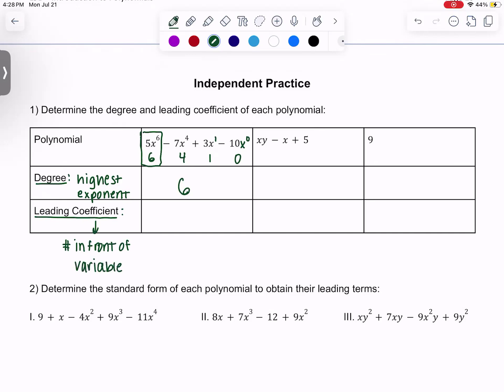Look at your blue sheet for today. What is a coefficient? Coefficient is the number in front of a variable. So in this case, it would be 5, which is in front of x to the 6th.